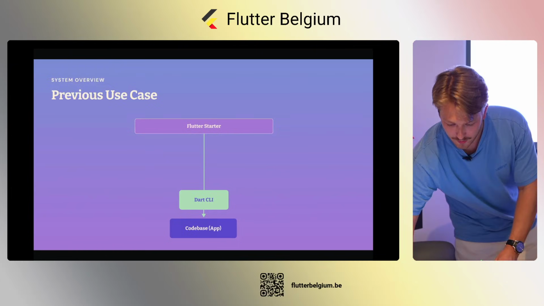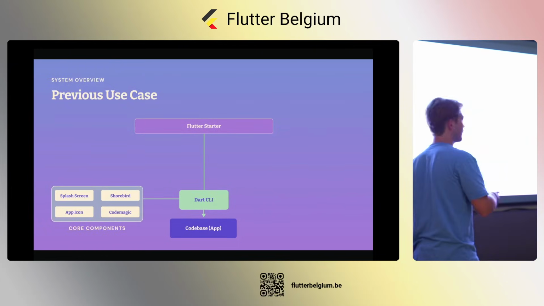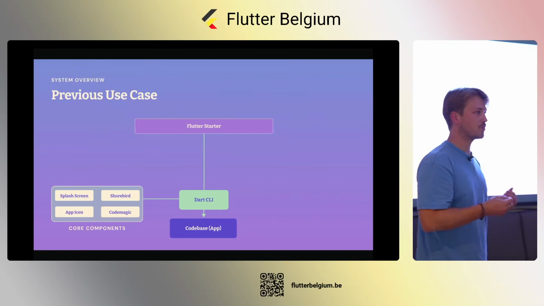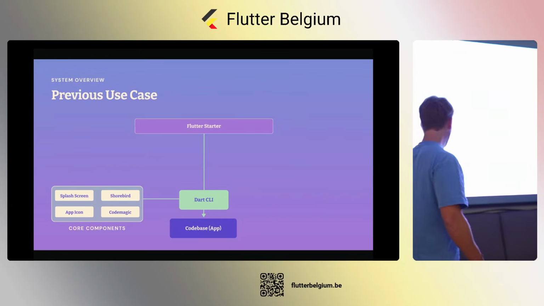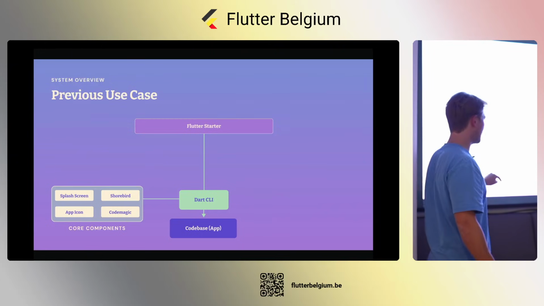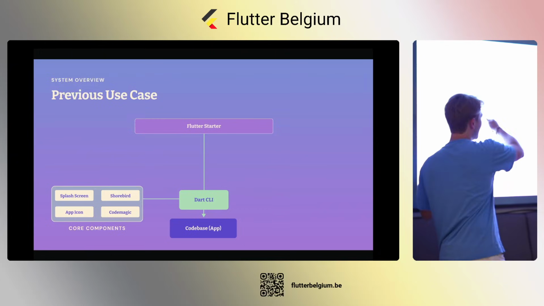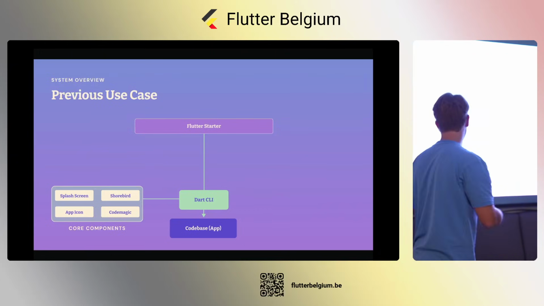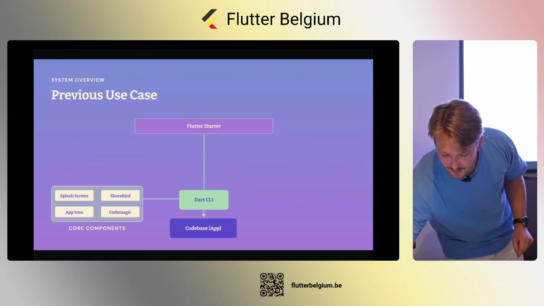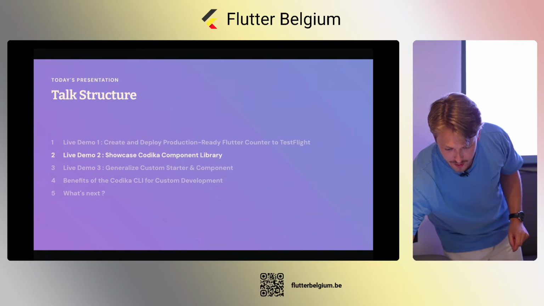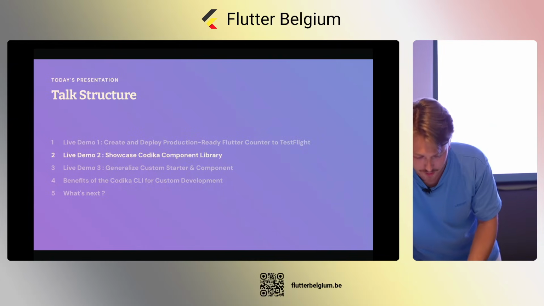So this is what happened. Here we use the Flutter starter, so we don't have special components here. It was just the counter app. But we have core components which can be integrated in any project. So they're really independent from any other architecture in your app. It's the splash screen, app icon, Shorebird, and CodeMagic. And this is going to make sense right now, because I want to show you how to create an app with the Codika component library.